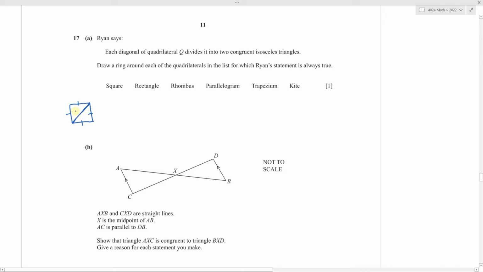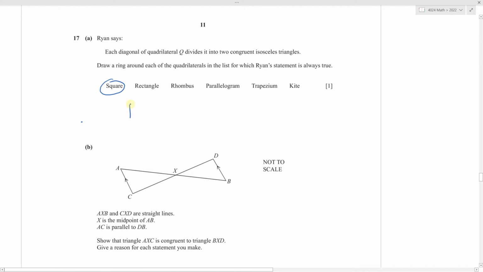So these two triangles, are they isosceles? Yes. This triangle has these two sides equal. This triangle has these two sides equal. Are they congruent? Yes, because this length is this length. These two lengths are the same as these two lengths, and this length is common, which is the diagonal. So they are congruent as well. So this statement is true for a square. We'll circle the square.